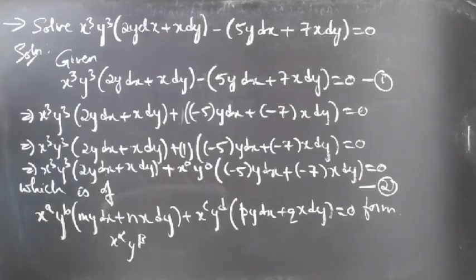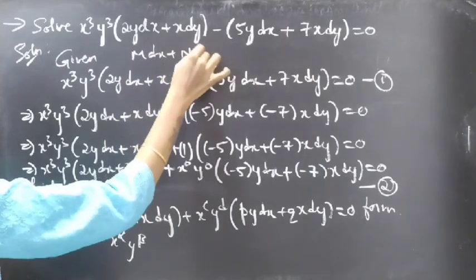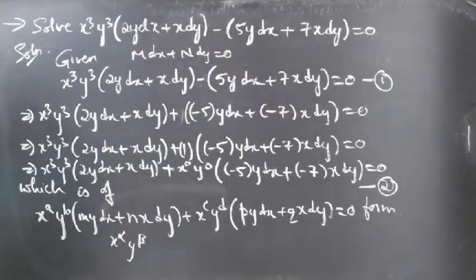If you are not sure whether it is exact or not exact, you just write the given differential equation in mdx plus ndy equal to 0 form, and then check whether the given equation is exact or not. We can check this later after finding the solution to this problem. Since the given differential equation is of this form, x power alpha y power beta will be the integrating factor, and here we need to find alpha and beta. Let's see that.